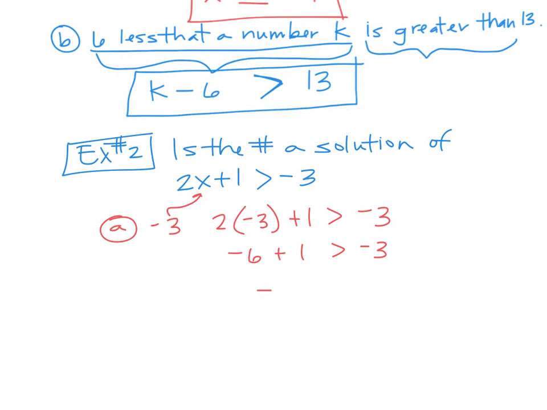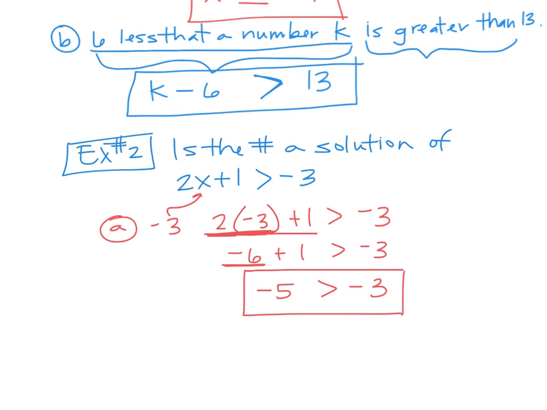Negative 5. Okay, now here's where I feel like people tend to get a little confused. Wait, what? How did you just put a whole bunch of numbers real quick? I have no idea how you got that. I just simplified this, right? We started with this. 2 times negative 3 is negative 6. So it was negative 6 plus 1. And negative 6 plus 1 is negative 5, right? I'm just simplifying the left side of my inequality.